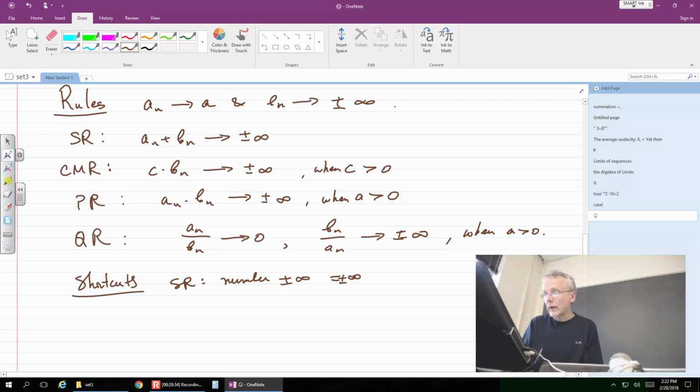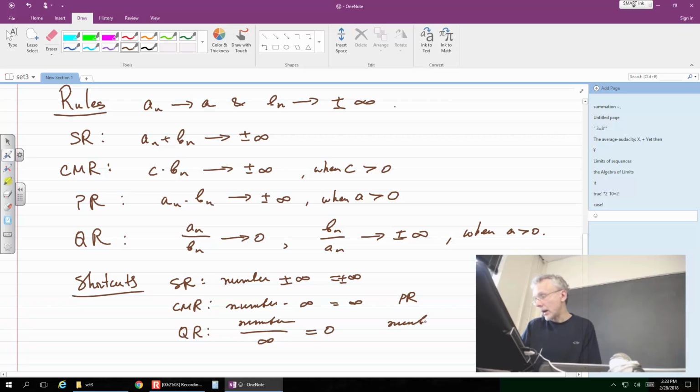Okay, and then if I go with the constant multiple rule or the other one, product rule, regardless, what is a number times infinity? It is infinity. Okay, so once again, same story. Product rule, same thing. The quotient rule has interesting implications. A number divided by infinity is 0. Okay, a number divided by 0 is infinity. Okay, so these are the shortcuts. The algebra of infinities is what we're looking at.